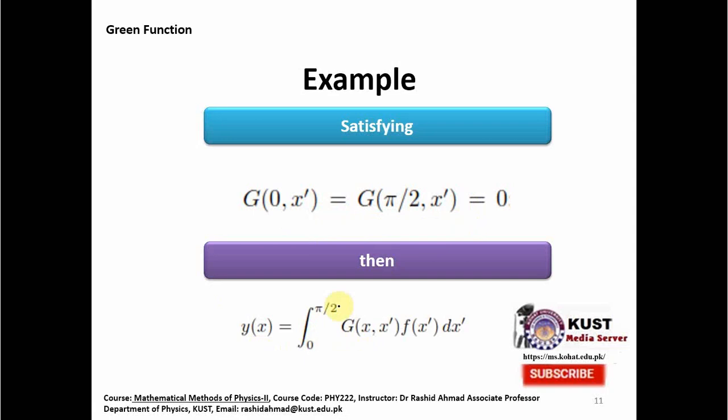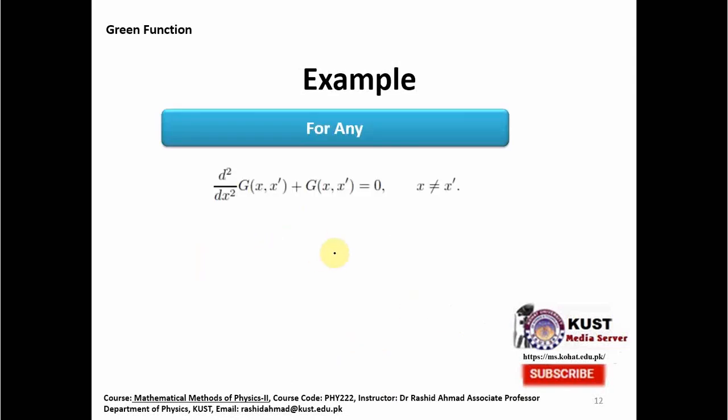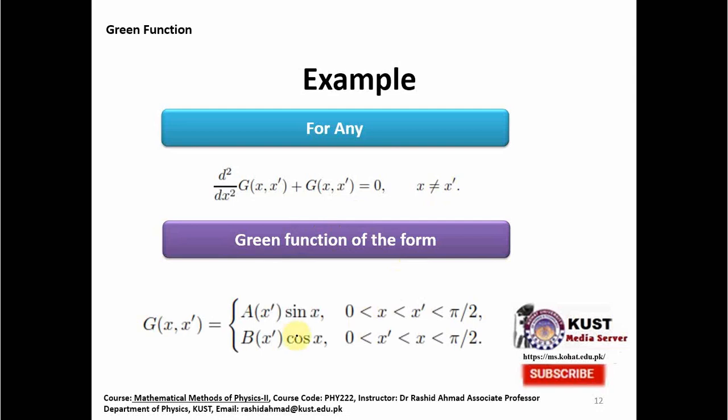Now you see that under these limits, from 0 to pi by 2, we get g(x, x prime) acting on f. This is the solution we have. For any x when x is not equal to x prime, the Green function becomes of the form of a sine omega in this limit. When x is greater than 0 and less than x prime, which is less than pi by 2, then the Green function becomes a sine function, and in the other limit the Green function becomes a cos function. So this is the construction of the Green function in these limits.